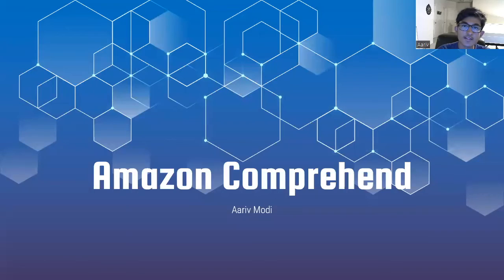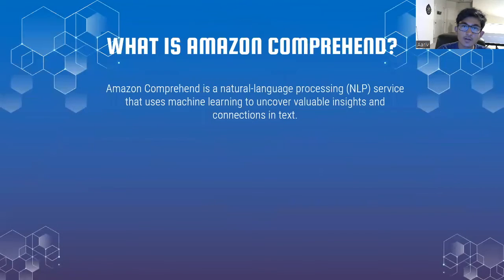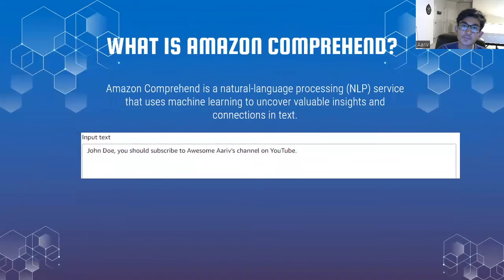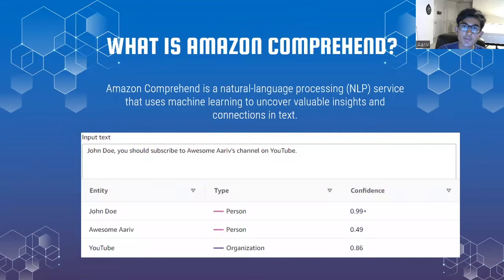So first of all, what is Amazon Comprehend? Well, Comprehend uses NLP, or natural language processing, to uncover valuable insights and connections in text. For example, if I typed in "John Doe, you should subscribe to Awesome Arif's channel on YouTube," then the first thing Amazon Comprehend can do is identify all the entities in the text. In this case, John Doe, Awesome Arif, and YouTube.